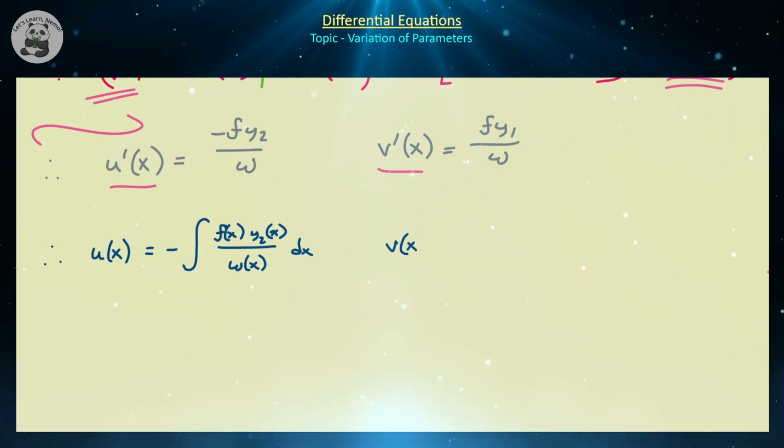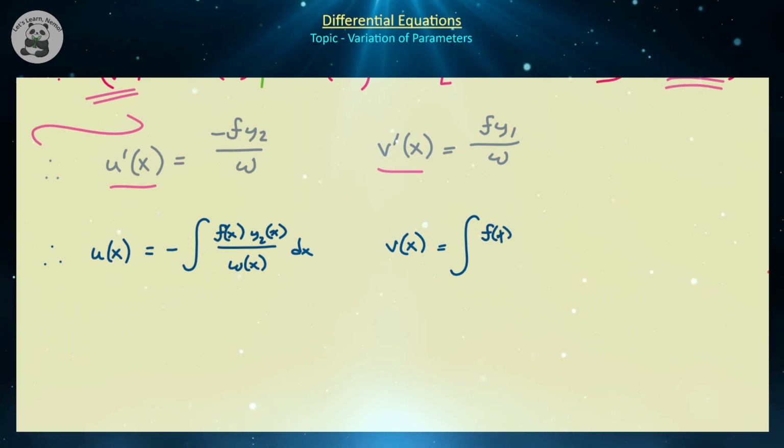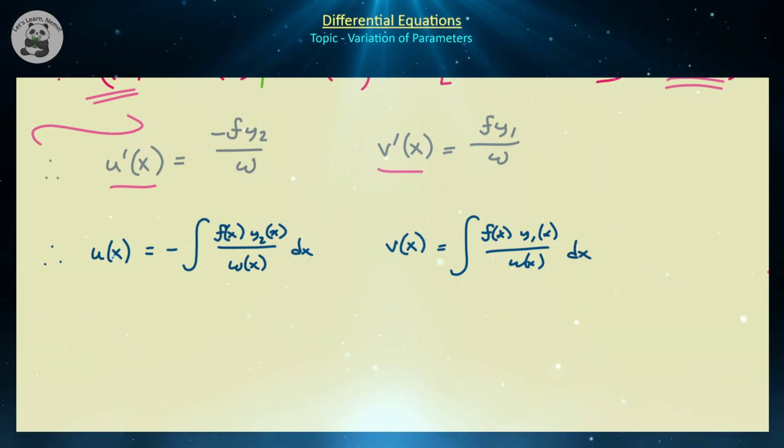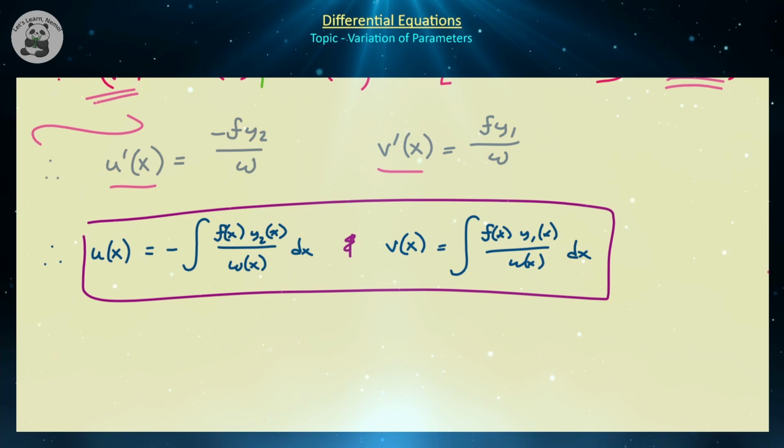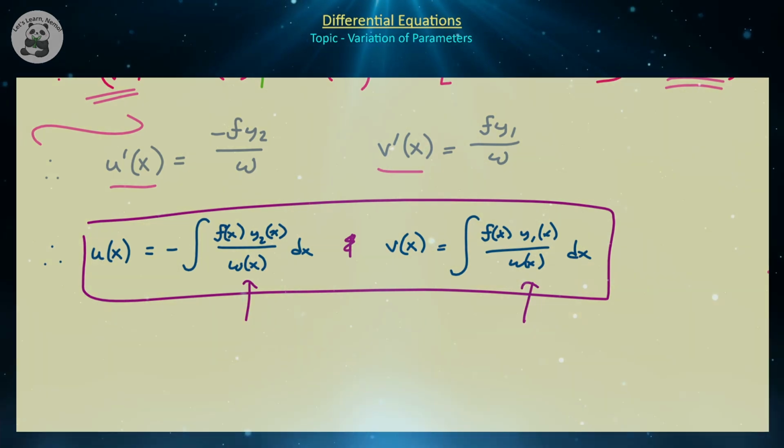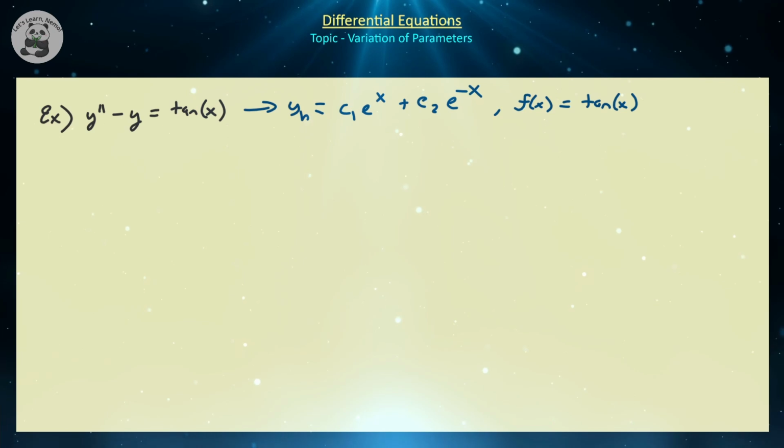And then our other, v of x, is just going to be equal to the integral of f of x, y1 of x over the Wronskian of x dx. So this is going to allow us to get our particular solution to our inhomogeneous equation. As long as we can take the integral of these, then we shouldn't have that much worries to deal with. So now that we have some of the theory built for the variation of parameters, now let's go back to our original equation that sort of motivated this investigation.